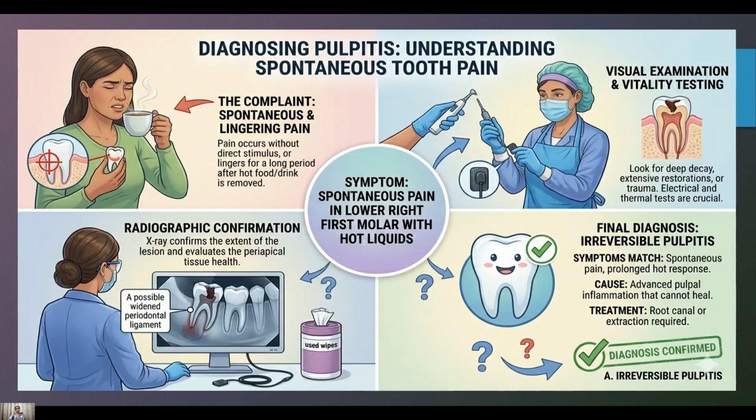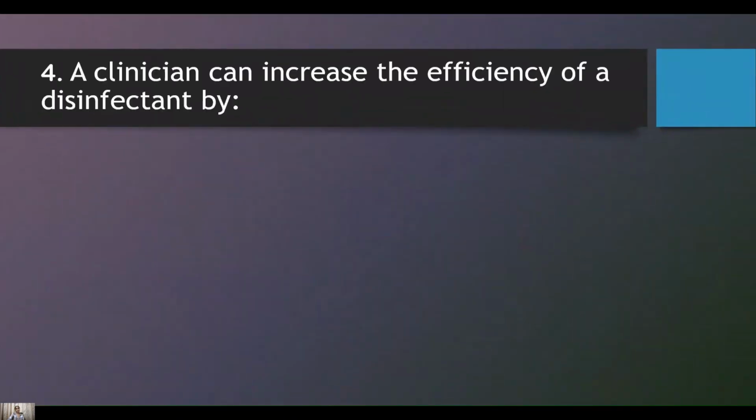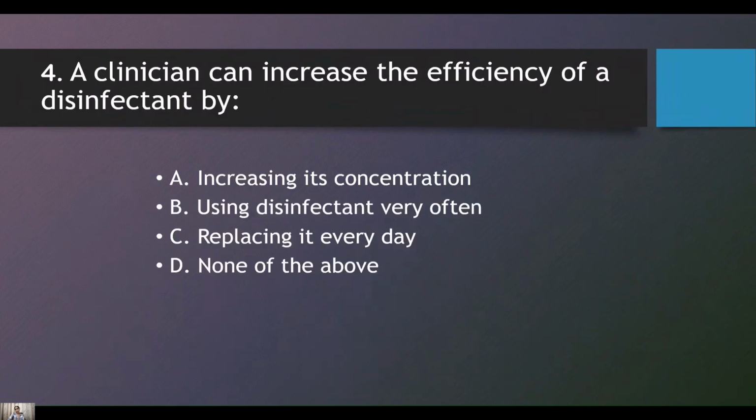So let's move forward to our next question. A clinician can increase the efficiency of a disinfectant by doing what? A. Increasing its concentration. B. Using the disinfectant very often. C. Replacing it every day. Or D. None of the above. The correct choice is A. Increasing its concentration.